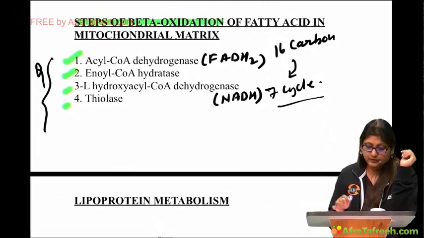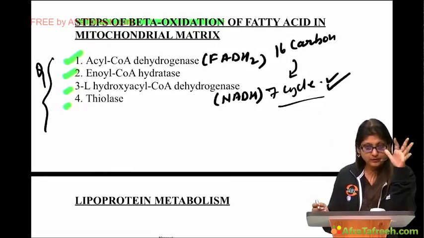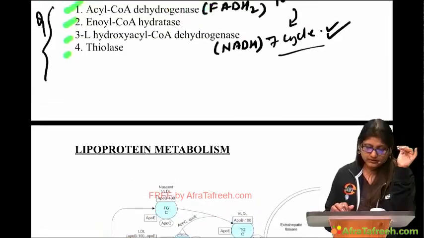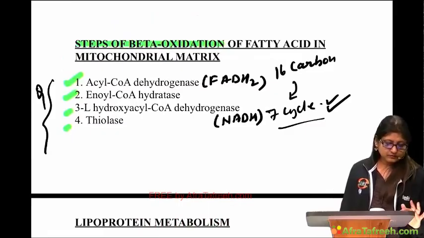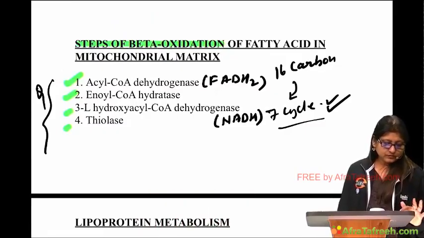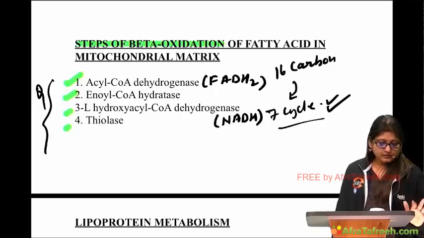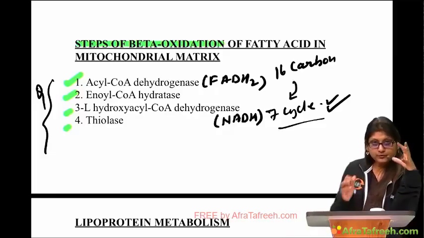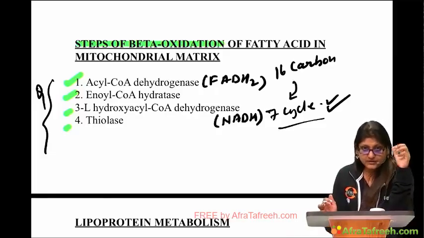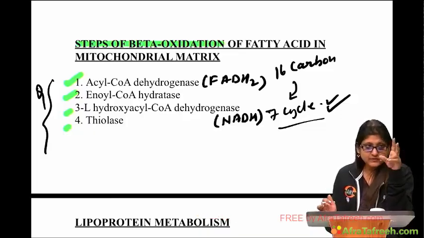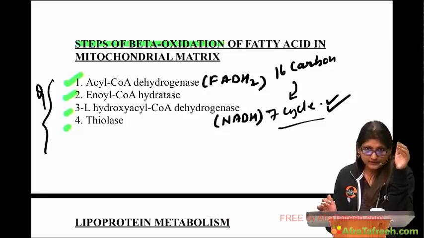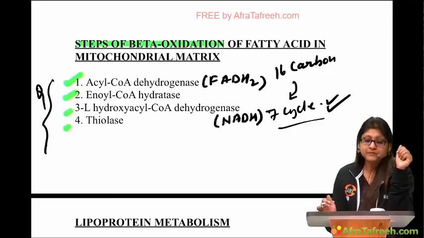How many cycles will be required for 16 carbon? 7 cycles will be required for 16 carbon chain beta oxidation. Is it clear or any doubt in this? Okay, so if you have any doubt in this, ask me. You need to know 4 reactions in fatty acid synthesis and, on the contrary, 4 reactions in beta oxidation of fatty acid. In fatty acid synthesis, 2 carbon is added to the elongating chain at the end of each cycle, and in beta oxidation, 2 carbon is removed from the fatty acid chain at the end of each cycle.